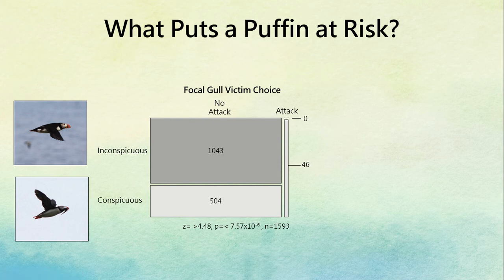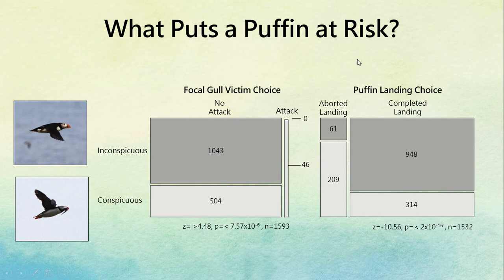Now I was interested if puffins were sensitive, so I related puffin landing choice, so aborted or completed landings, to this bill load. And you can see here that many more puffins aborted their landing when they held conspicuous fish as compared to inconspicuous fish, so they were sensitive to the presence or absence of fish in their bills.